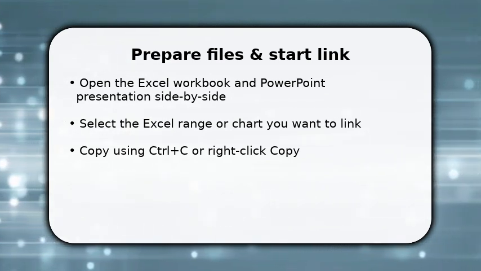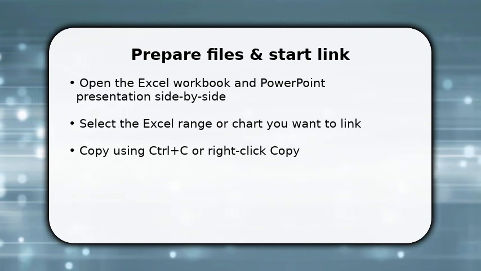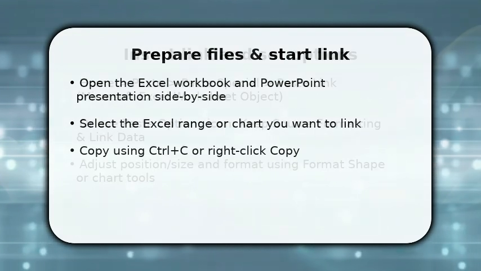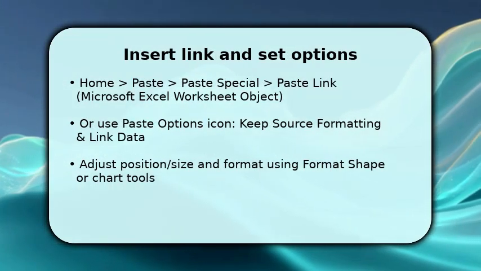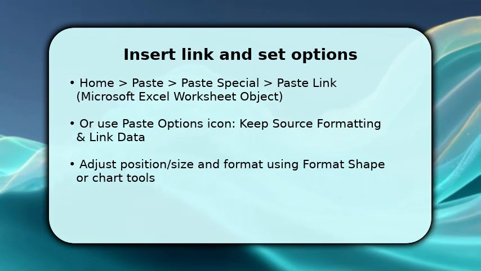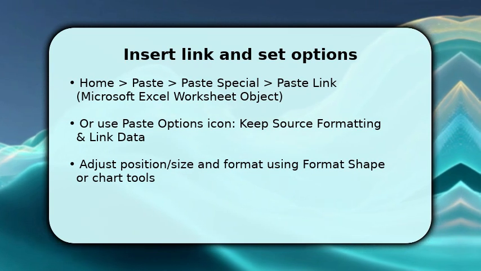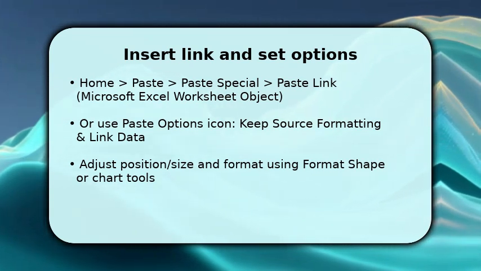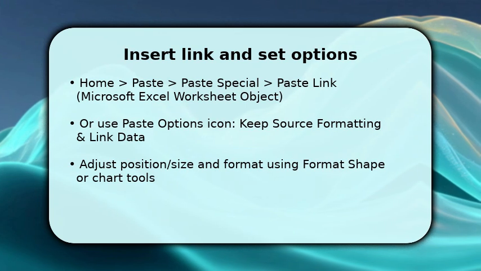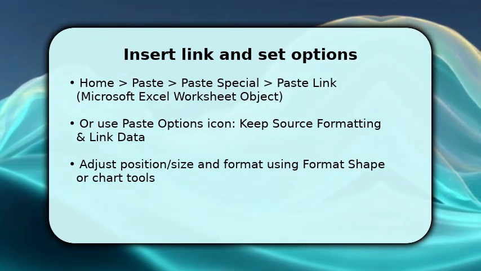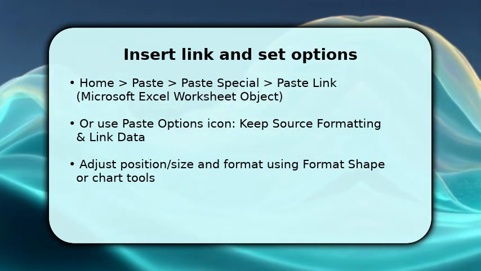Now switch to PowerPoint, go to the slide where the content belongs, and get ready to paste with linking options available. Once on the slide, use Paste Special and choose Paste Link as a Microsoft Excel worksheet object. This creates a dynamic link. Alternatively, paste normally and click the Paste Options icon, then select Keep Source Formatting and Link Data to preserve look while linking. After pasting, position and resize the object.